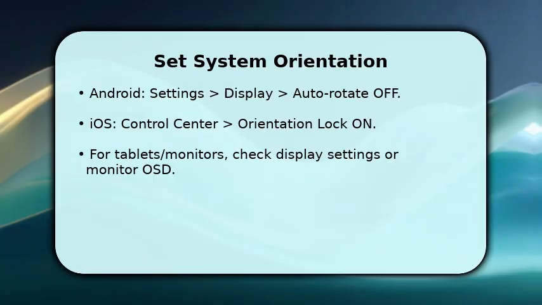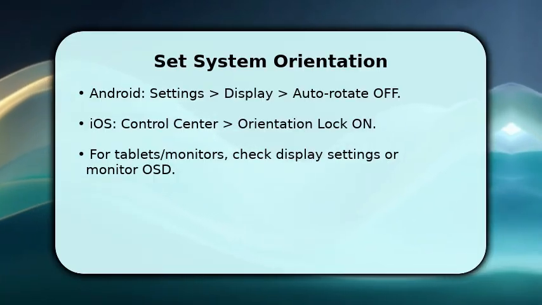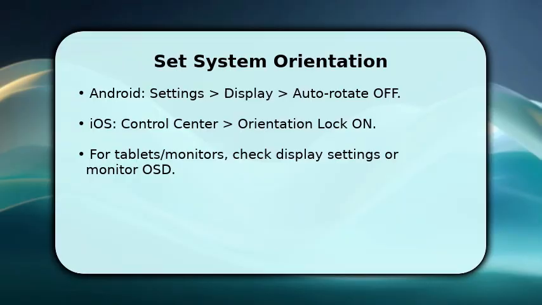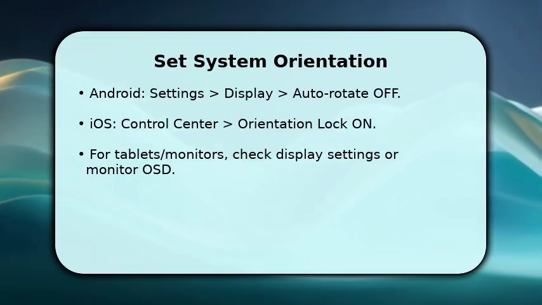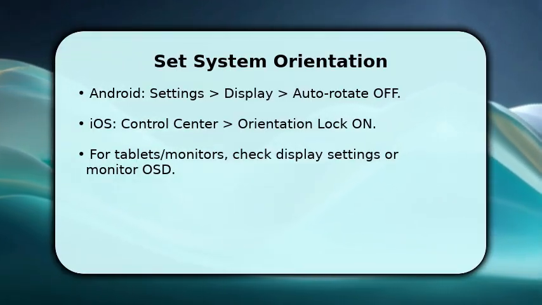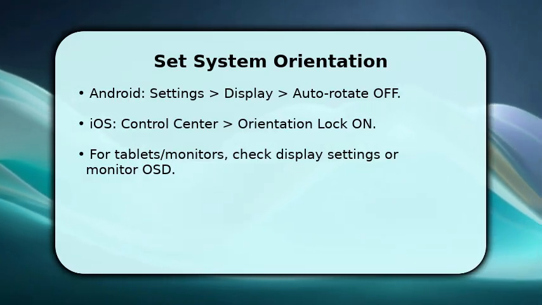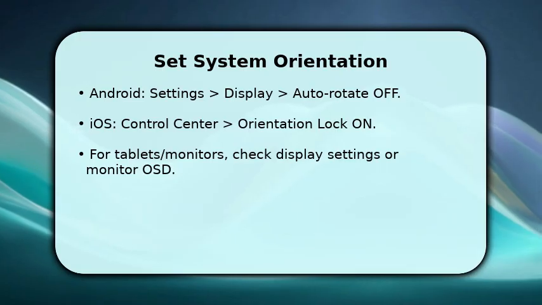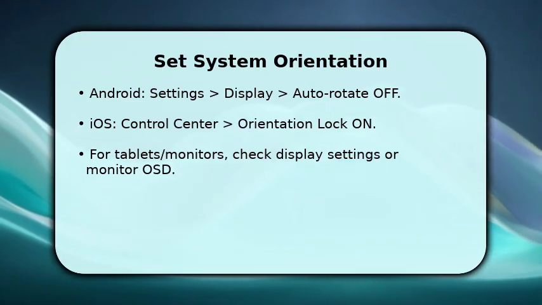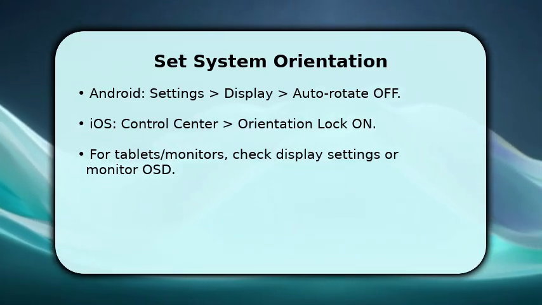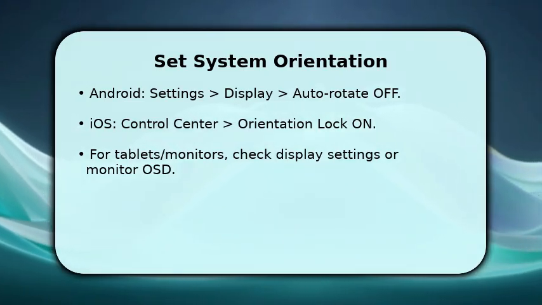On iPhone or iPad, open Control Center and enable Orientation Lock to force portrait or landscape depending on your current angle. For tablets and external monitors, open Display Settings or the Monitor OSD to lock rotation or aspect ratio. Some have a physical pivot lock. This prevents apps or external sensors from overriding the quick settings choice.